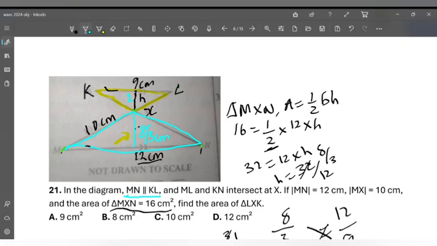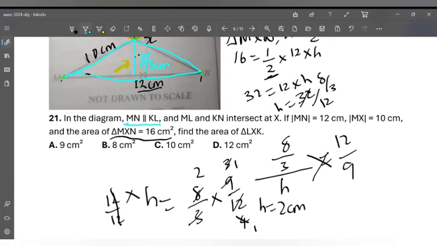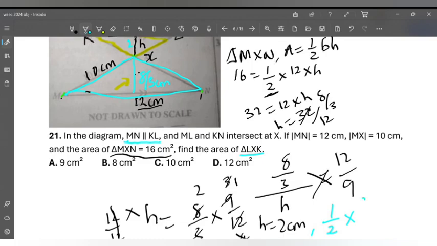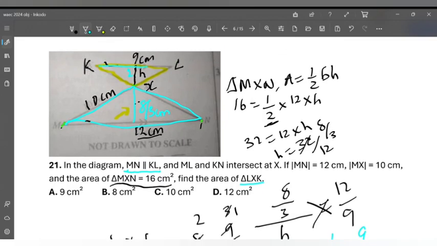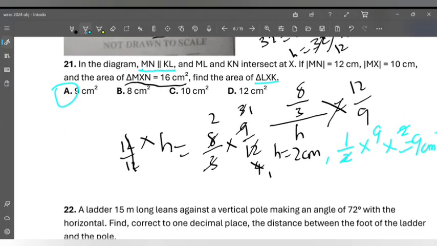So now I have my height and I have the base of that triangle, and I should be able to apply the area of a triangle formula to solve for the area of the triangle we are looking for. The area will be equal to 1 over 2 times the base, which is given in the question as 9, right here at the top, times the height I just got, which is 2 centimeters. If we cancel out the 2, the area is 9 centimeters squared. So this question tests your knowledge of similar triangles and of using known parameters to get unknown parameters.